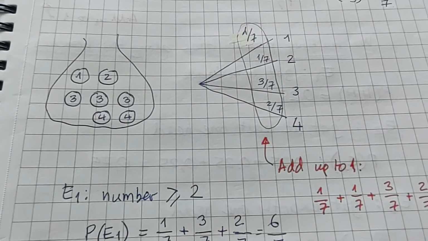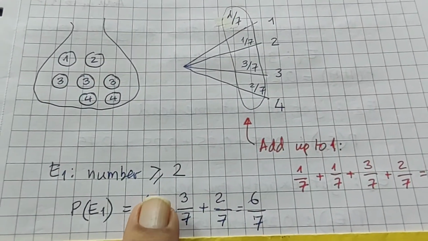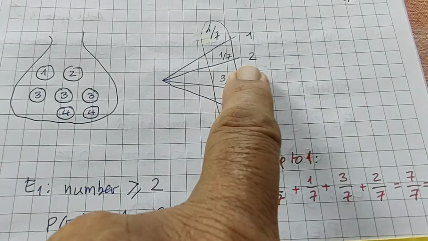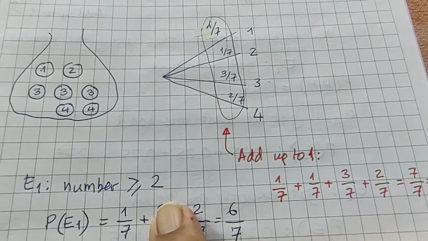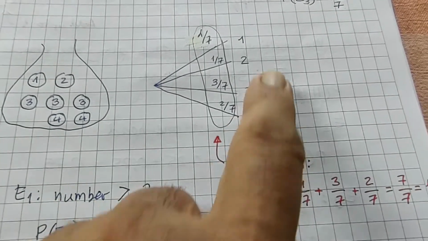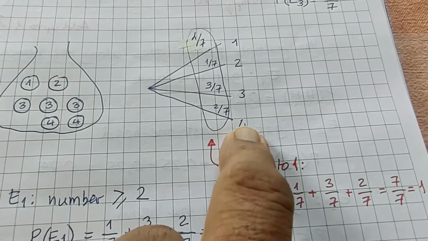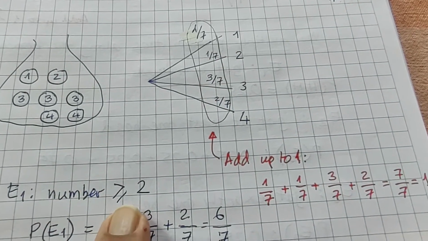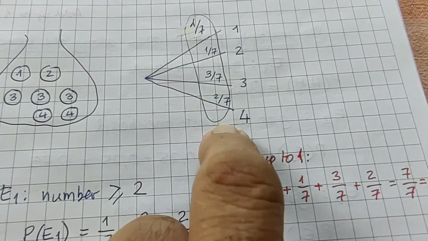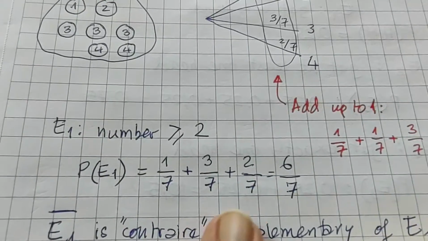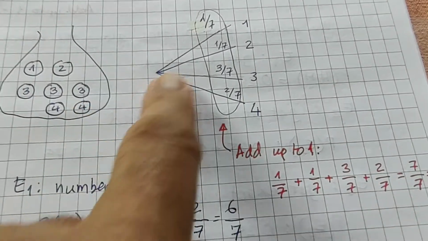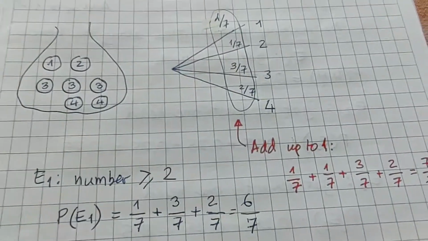Now suppose I defined an event saying number is greater than or equal to 2. Then you have to take the probability of this. So what outcomes satisfy this event? The outcomes that satisfy this event are 2, 3 and 4. Because only 2, 3 and 4 satisfy this condition, that greater than or equal to 2. So you add up 1/7 plus 3/7 plus 2/7 and you get 6/7. Okay, so now here you see it's starting to become a little bit more useful.